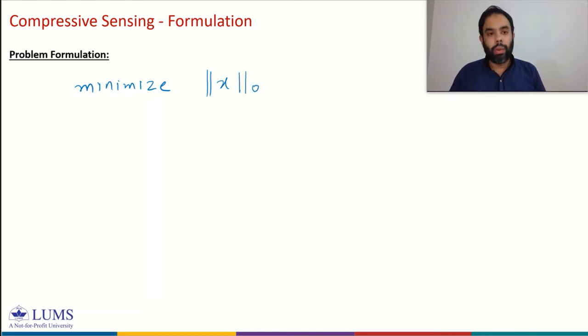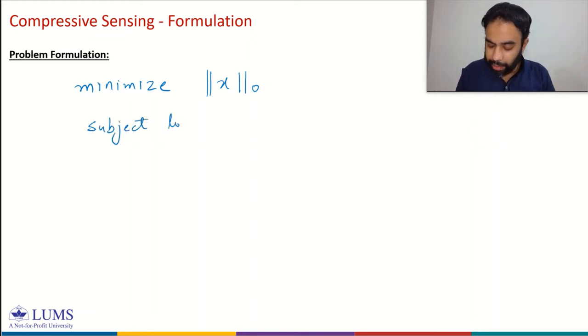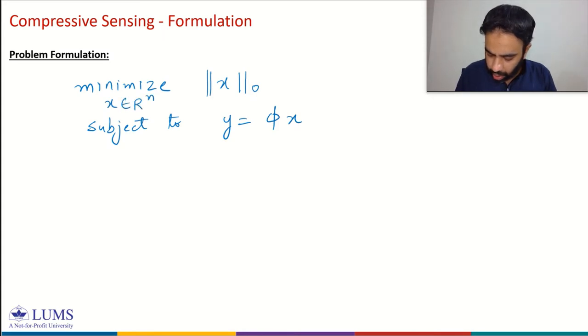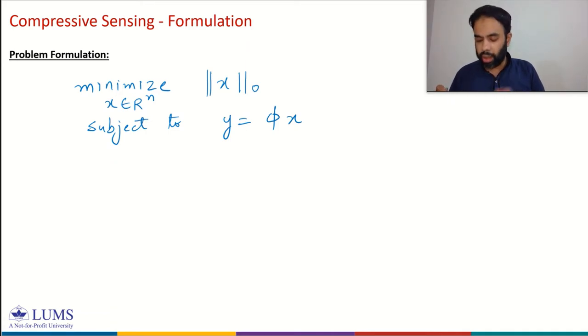So what is zero norm? The zero norm of a vector gives you the number of non-zero entries of the vector. And that is in fact what we want to minimize. We want to exploit the sparsity, and we minimize the number of non-zero entries of x. That is equivalent to minimizing the sparsity of a vector x subject to the measurement model we have, subject to y equal to phi x. So we want to determine x in R^n such that the zero norm is minimized and my measurement model is satisfied.